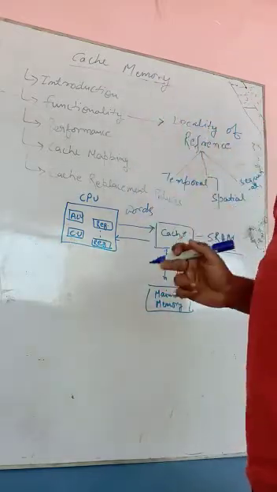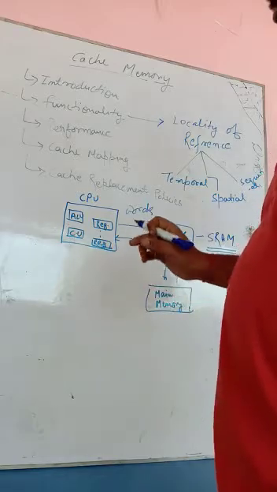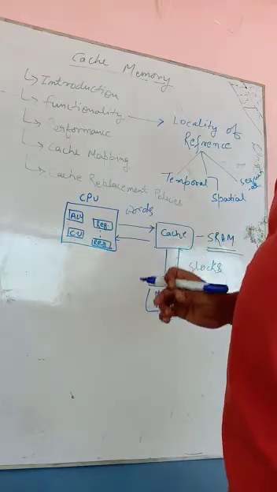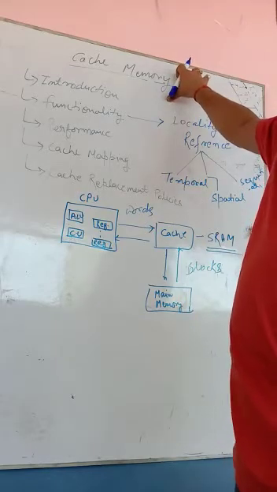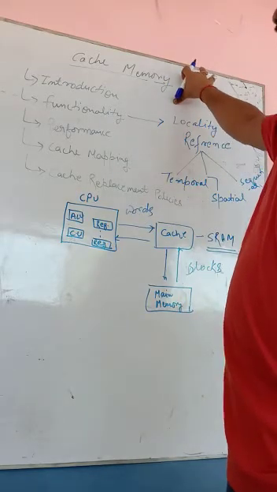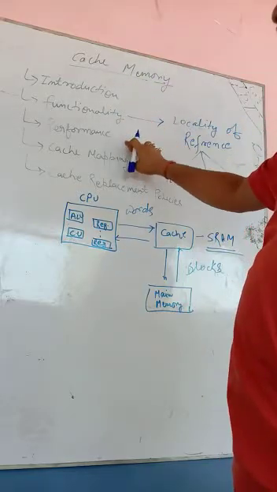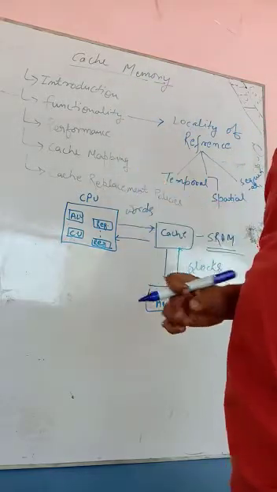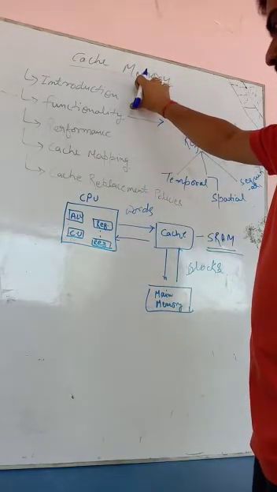Today's topic for discussion is cache memory. I have already uploaded the contents on the university website of the memory management and memory organization, but cache memory is one of the very important terms which needs to be discussed. Here we are discussing the following terms of cache memory: introduction, functionality, performance, cache mapping and cache replacement policies. First of all, we come to the introduction, that is, what is cache memory.